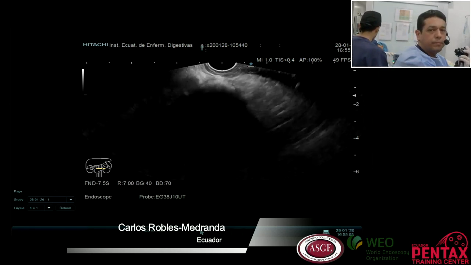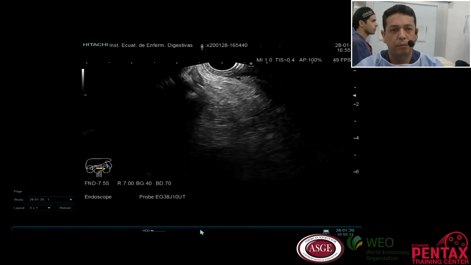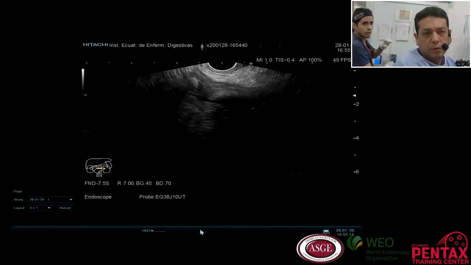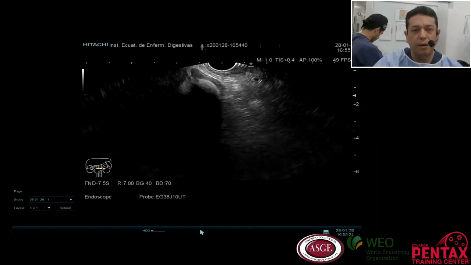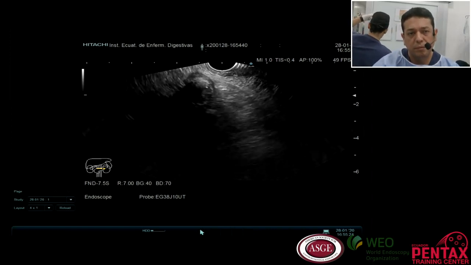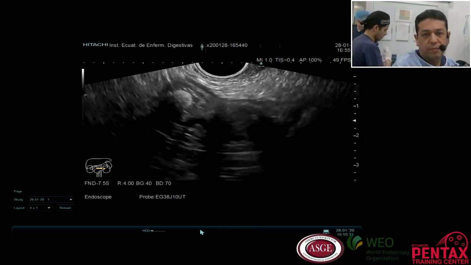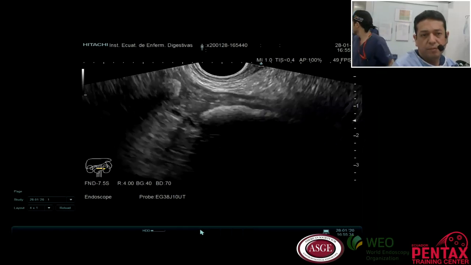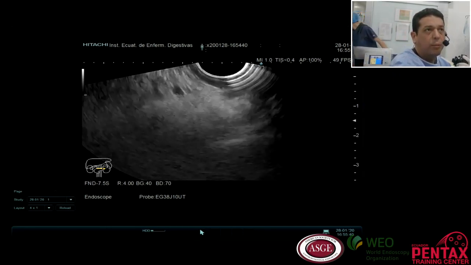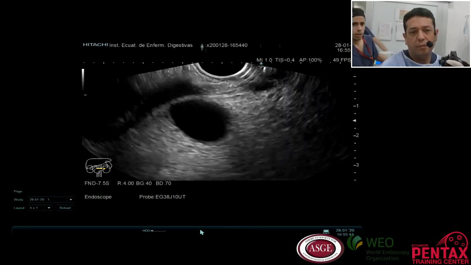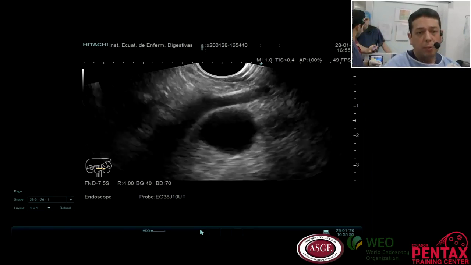So now, I am looking for my gallbladder. So this is a gallbladder, huh? I think it's an atrophic gallbladder, huh? And there are stones inside. You see? I think there is also ascites, but small amount, I think. So, why would we perform gallbladder drainage?